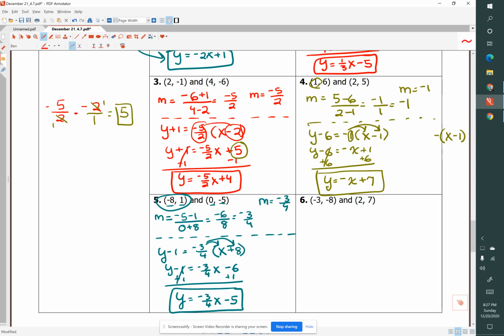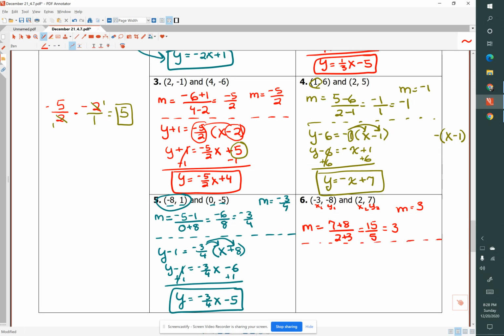And now let's work on number 6. First, we will find our slope. m equals, so this is our x1, y1, x2, y sub 2. So let me move the slope down a little bit. Okay, slope equals 7 minus a negative 8, which is plus 8, divided by 2 minus a negative 3, which is plus 3, which equals 15 divided by 5, which equals 3. So our slope is 3.